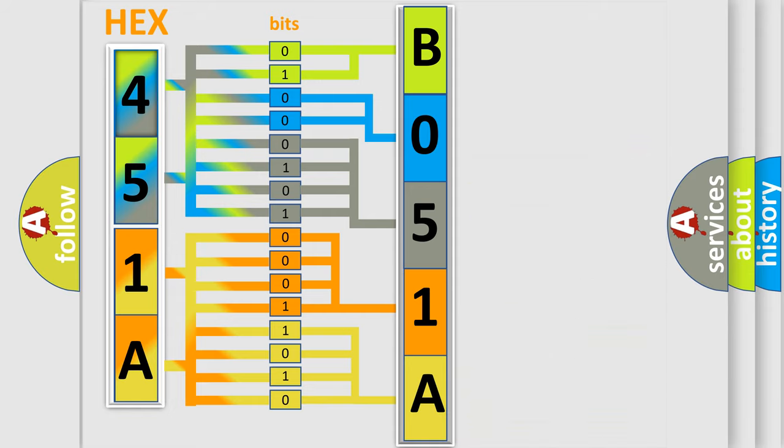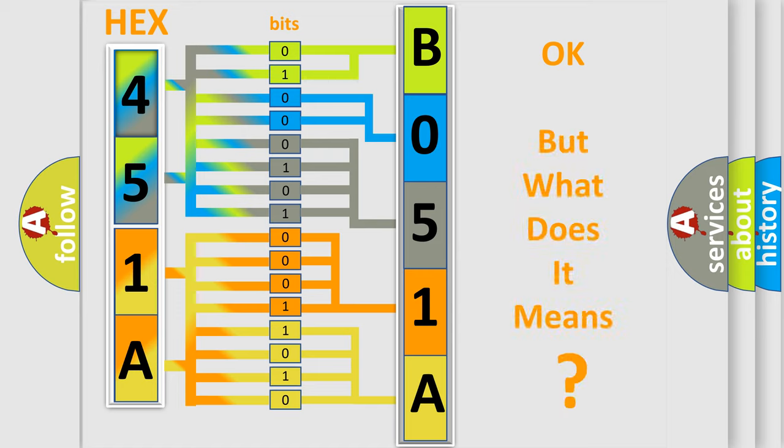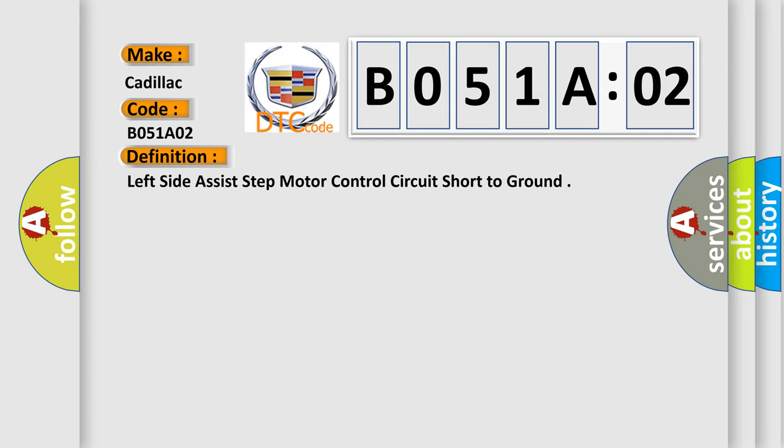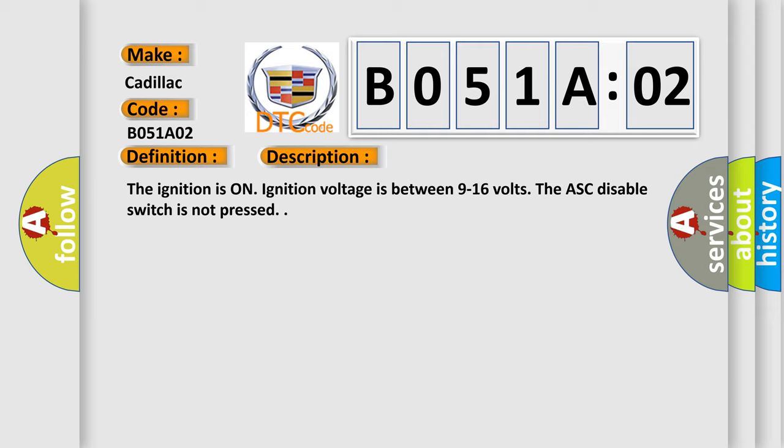We now know in what way the diagnostic tool translates the received information into a more comprehensible format. The number itself does not make sense to us if we cannot assign information to what it actually expresses. So, what does the Diagnostic Trouble Code B051A-02 interpret specifically for Cadillac car manufacturers? The basic definition is: left side assist step motor control circuit short to ground. And now this is a short description of this DTC code.